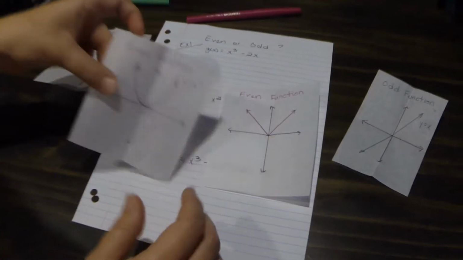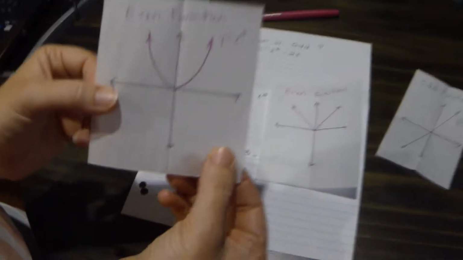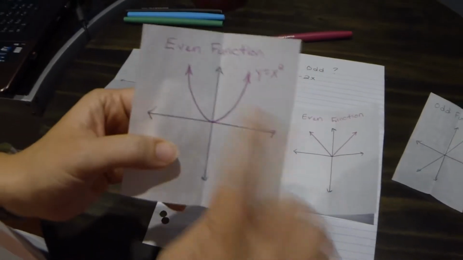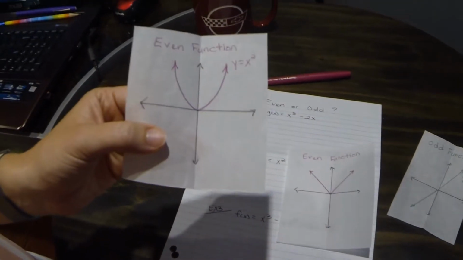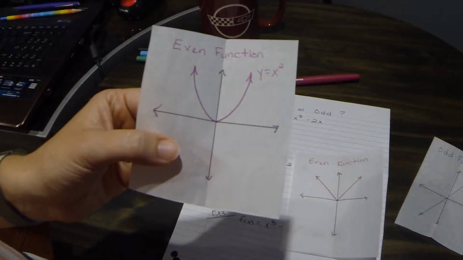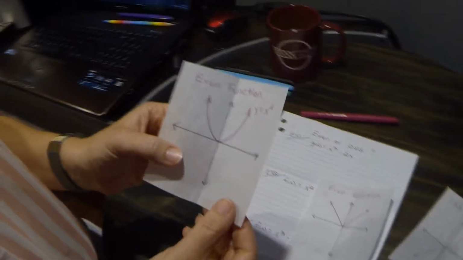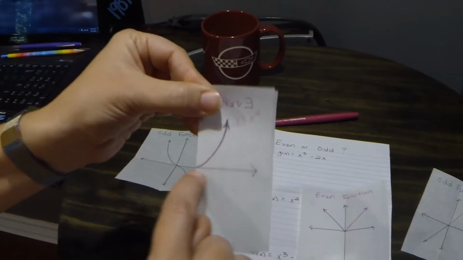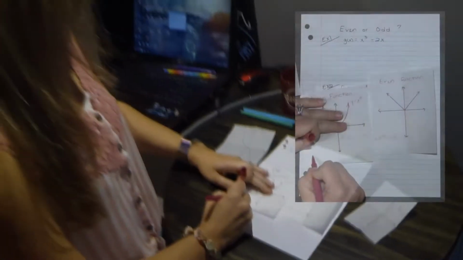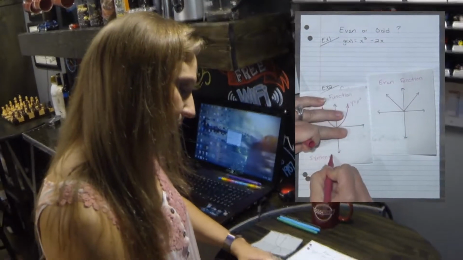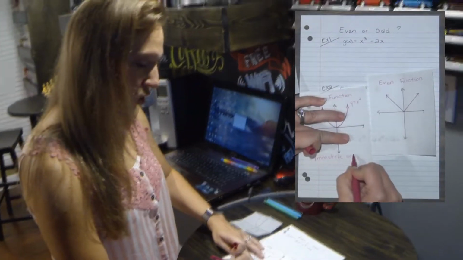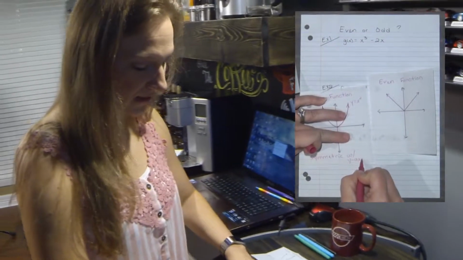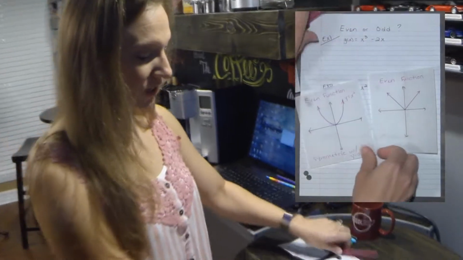This is a very popular even function. You probably recognize this quadratic function, the x squared. And how you can identify this as an even function is because when you fold the paper along the y-axis, you will see that it perfectly matches up. How we say this mathematically is we say it is symmetric with respect to the y-axis. So that's the key to an even function.